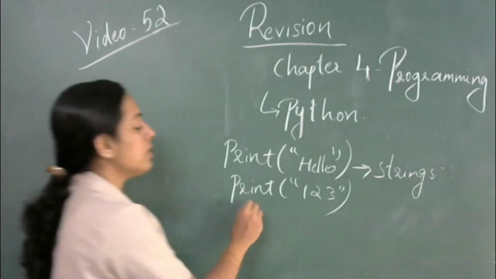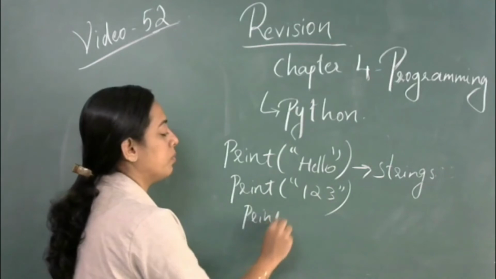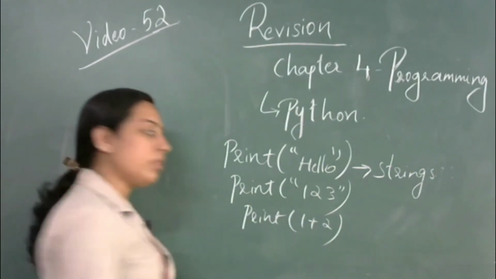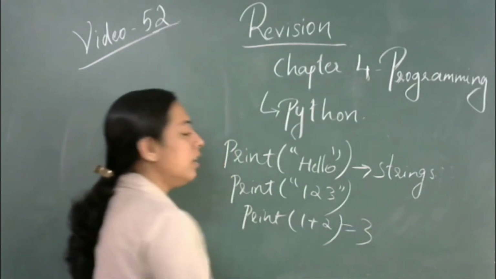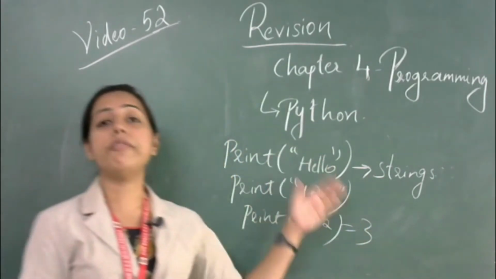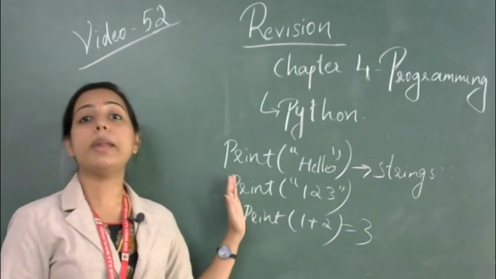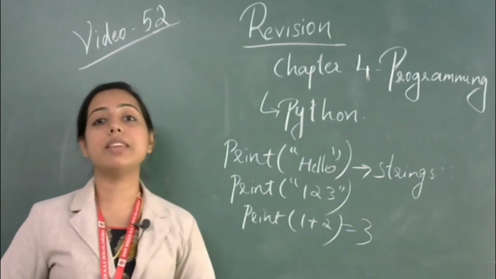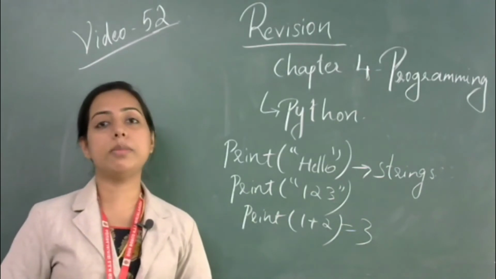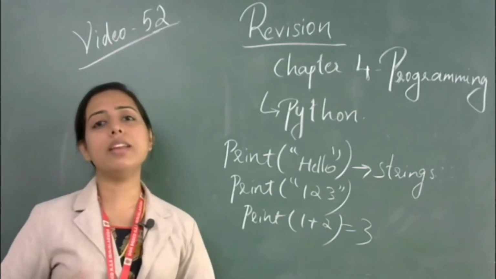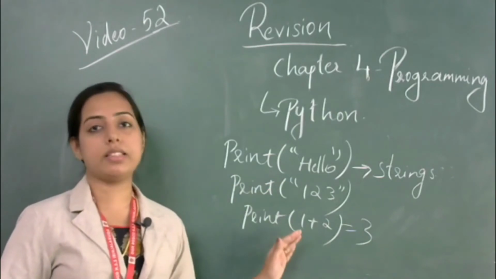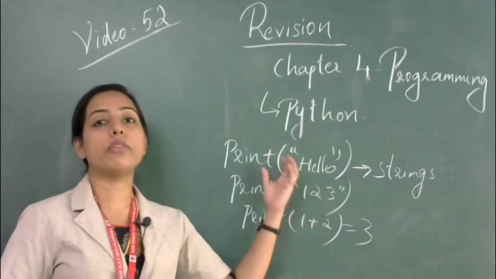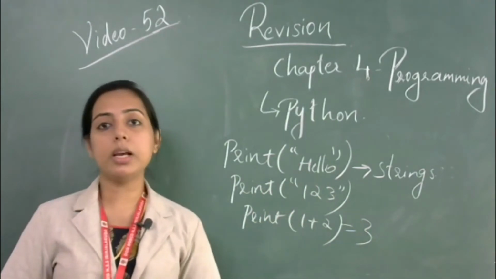And another example is print 1 plus 2. What will be the answer? Print 1 plus 2, the answer is 3. It does the mathematical calculation. So different variants are there for the printing statement. It is given in your textbook page number 47. There you can see a table, so study that table thoroughly. Different variants are there in the sample printing statement. You have to study by heart what will be the output of these corresponding printing statements.